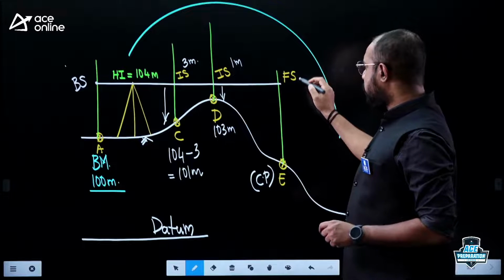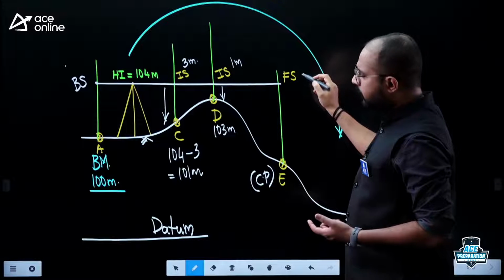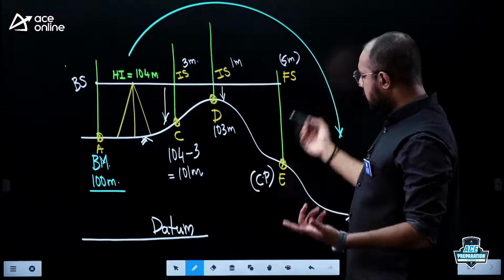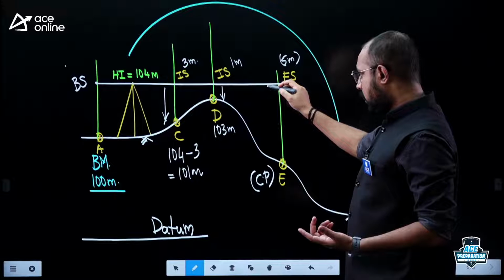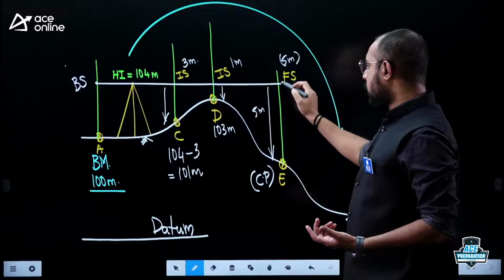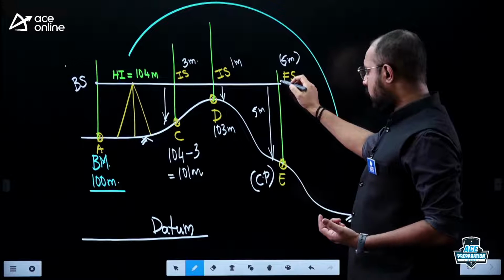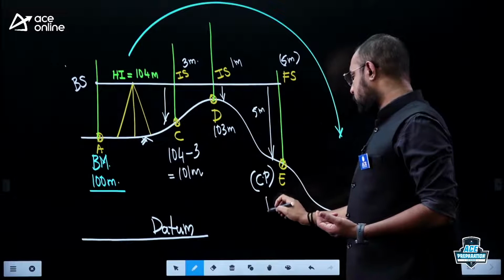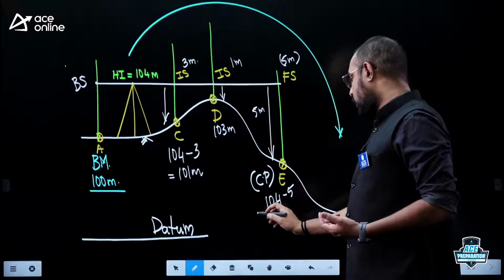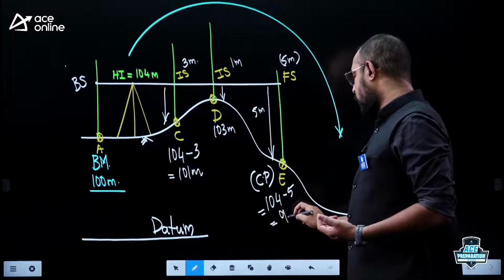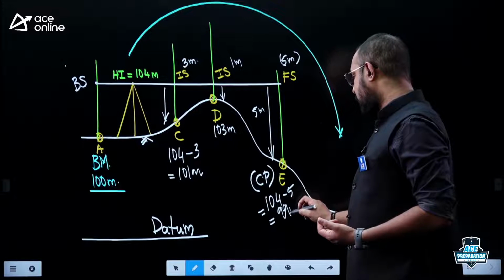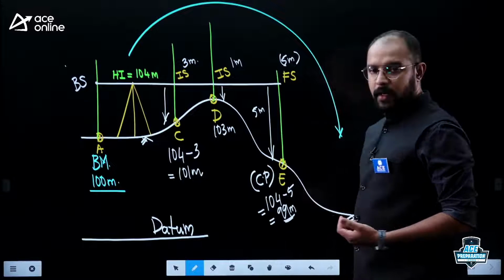Now let me put this Foresight reading as something like, say, 5 meter. I am giving you 5 meter randomly. What is the meaning? Same meaning only. From this line of sight, my point D is 5 meter below. So what is the elevation of this line of sight? 104. From that 104, I am 5 meter below, so the reduced level is 104 minus 5, which is 99 meters. But tell me, what is this 5 here?